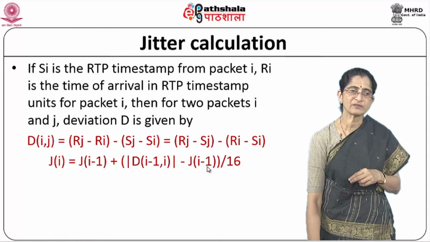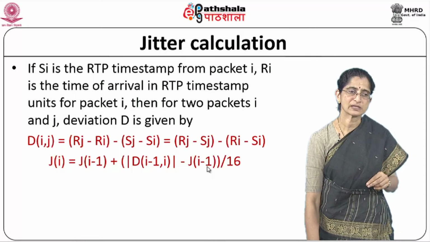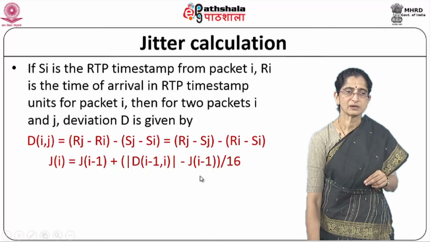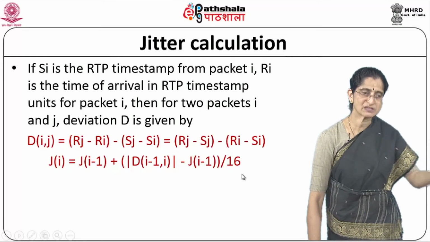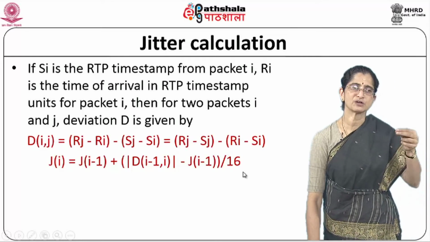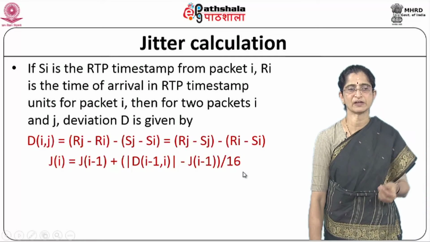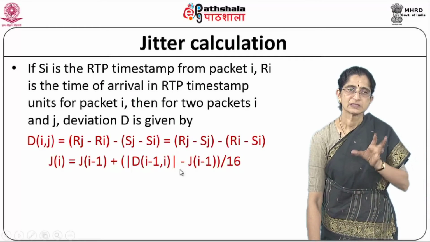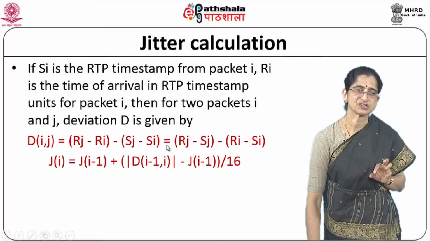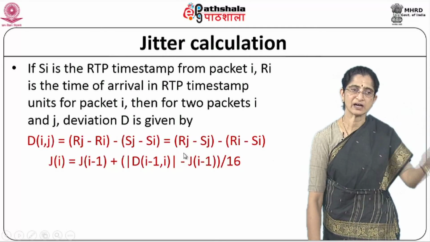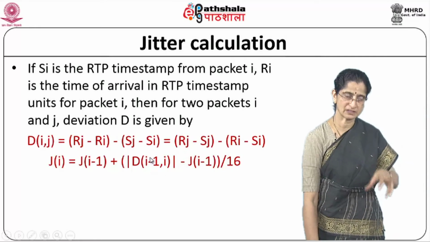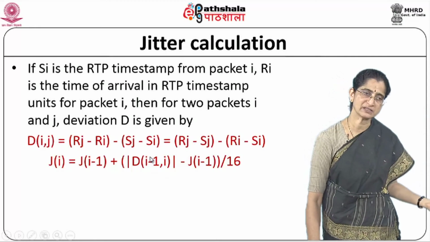So you are giving a lower weightage to the current value, 1 by 16. A 15 by 16 weightage will be given to the previous value of jitter. So J(i) equals 15 by 16 into J(i minus 1) plus 1 by 16 into d(i minus 1, i). That will give me a weighted average for the jitter. This weighted average is what will be reported in the RR packet. So you calculate the jitter and report this in the RR packet.